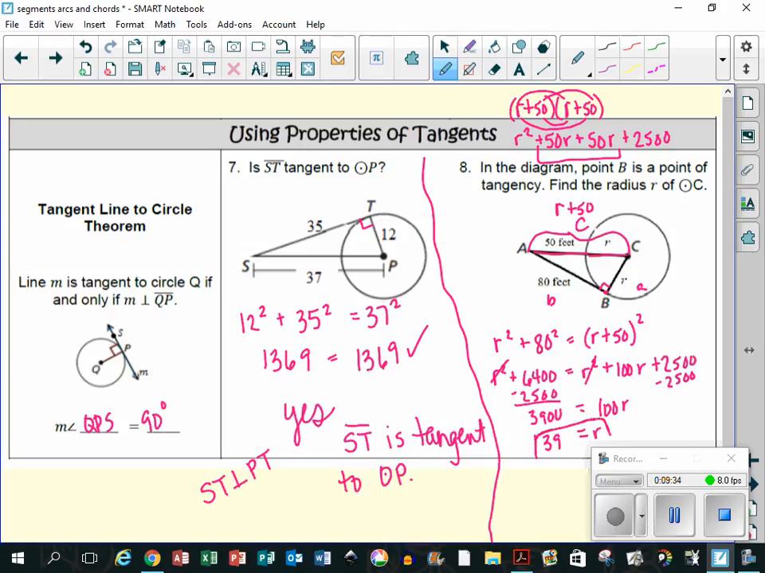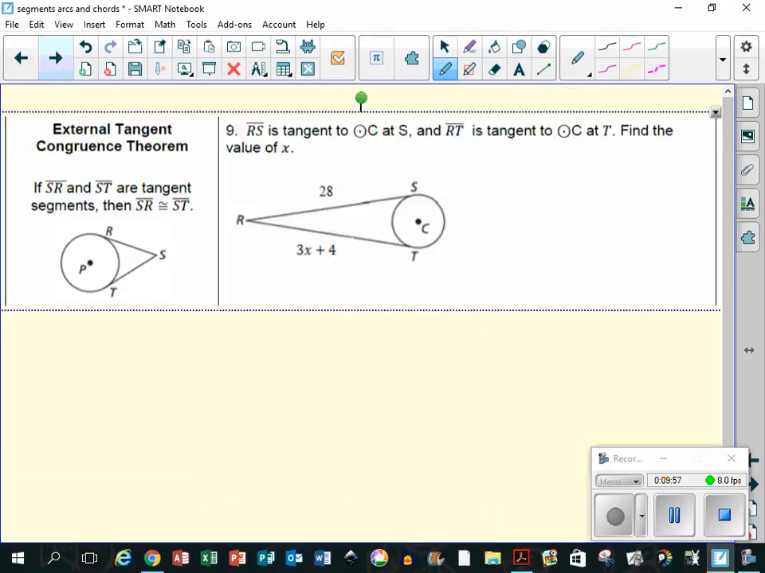Well, if my radius is 39, so if this is 39, then this is 39. So the whole thing would be 89. So find the radius. Well, there you go. R is 39 feet. So that's how you would do that. Be comfortable with it because you're going to see it more than once. All right.